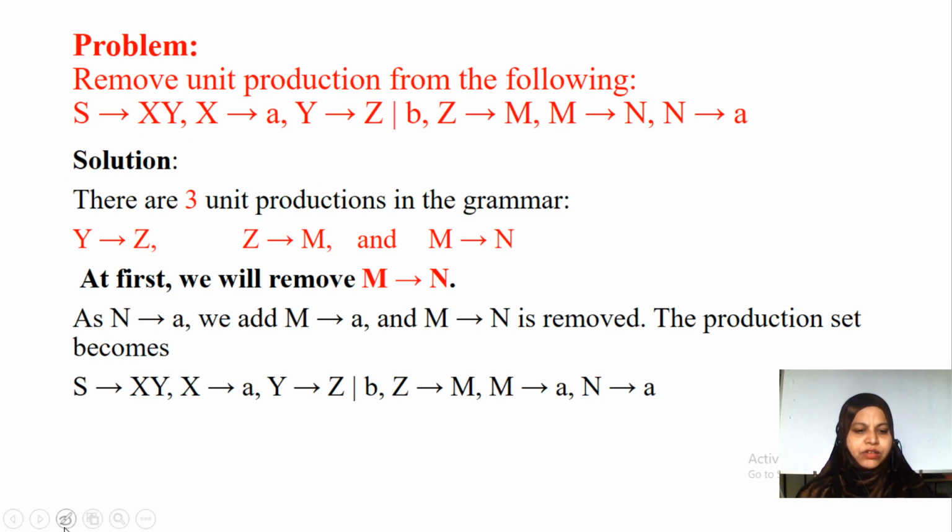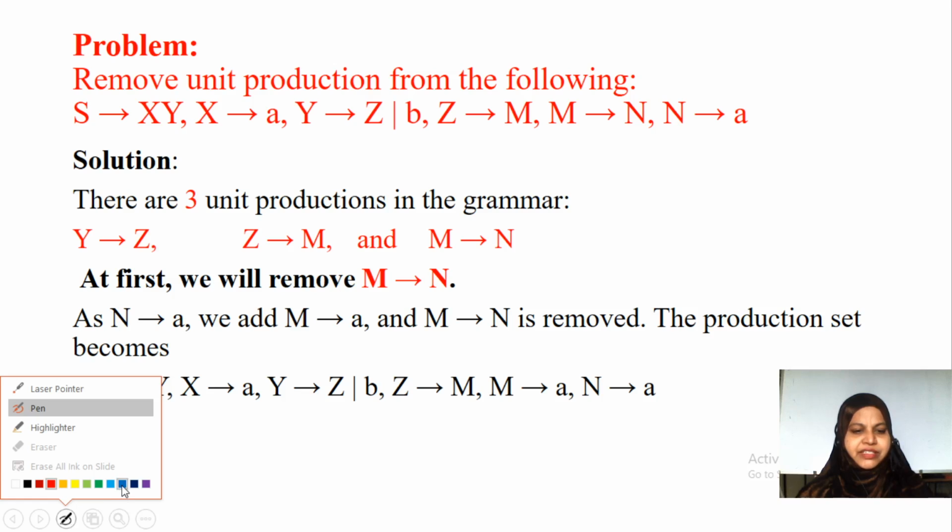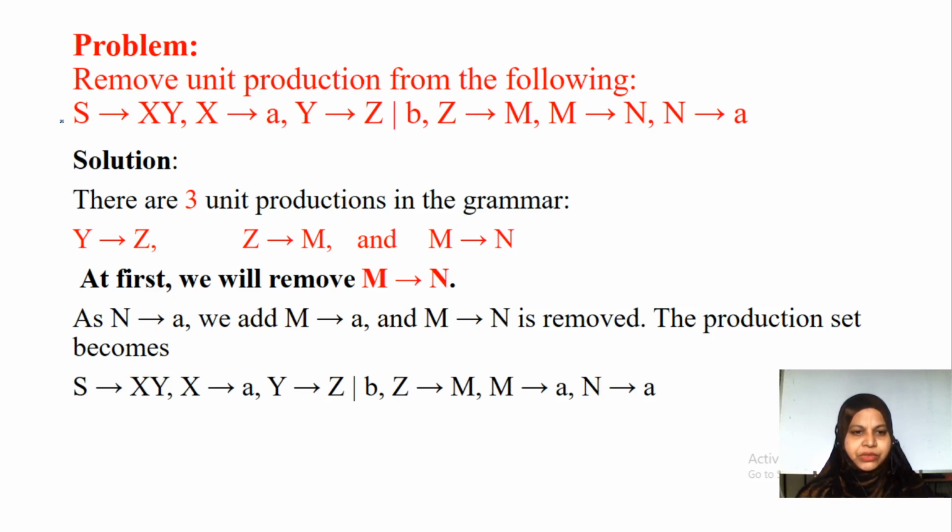In all these productions, which ones are unit productions? Any production which has the form A tends to B, that particular production is known as a unit production. S tends to XY, is it a unit production? No, two variables are there, so it is not a unit production.